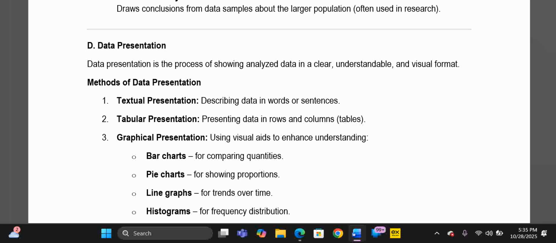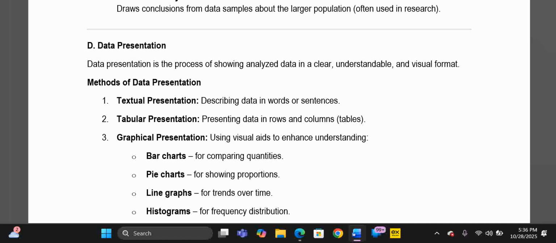So for example, if we want to present a sentence or a statement, we can use what we call textual presentation. In that case, we only describe data in words or in sentences, stating that in the last month of September, we recorded 10% of malaria cases in children between the ages of 5 to 15. Someone can understand that, okay, 15%, and in the previous month we had 20, so that means we have a drop in that case.